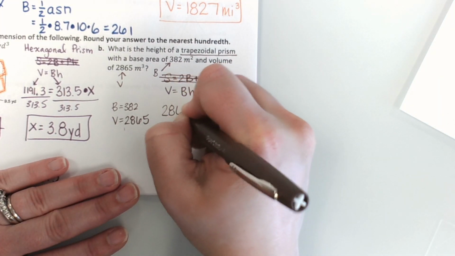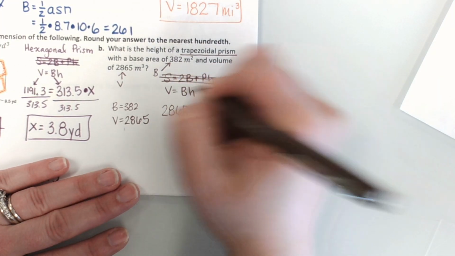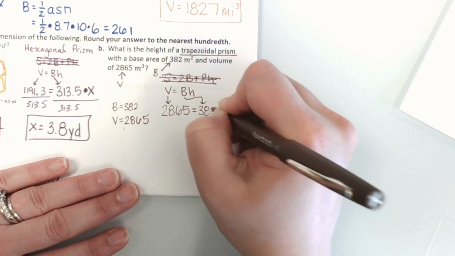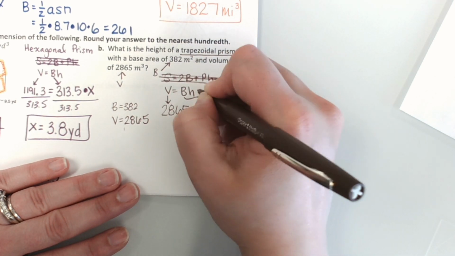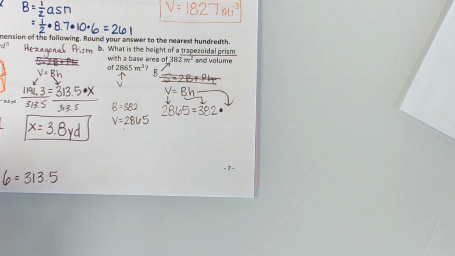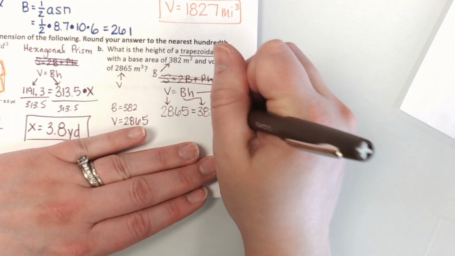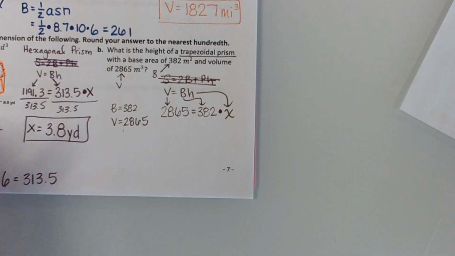2865 equals 382 times... what do I know about the height? Nothing, but is it what we're trying to solve for? Yes. So X. You can put a variable. You can put H if you prefer. You can put X. I don't care.